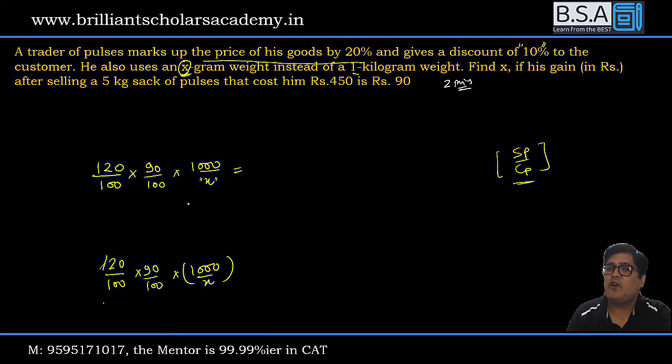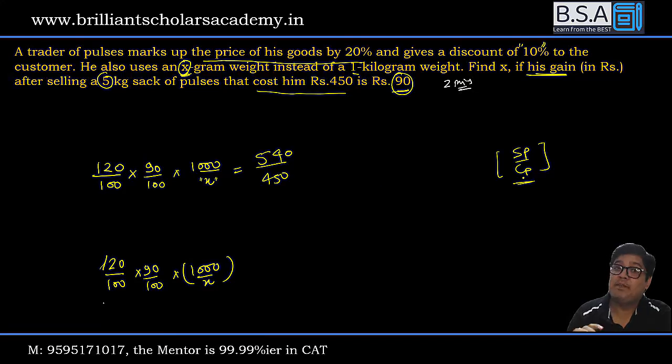The chain rule is always going to give you SP upon CP. 5 kilograms were sold at a cost which cost him rupees 450 with a gain of 90 rupees. So can I say this will be 540 upon 450. SP upon CP always. Cancel whatever is within your reach. जो जो आपसे हो सके cancel कर दो.